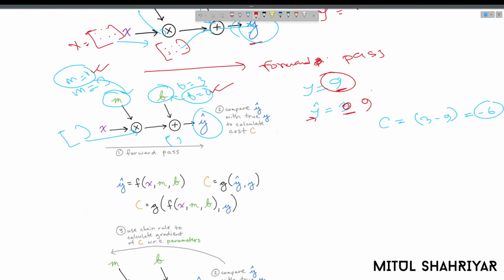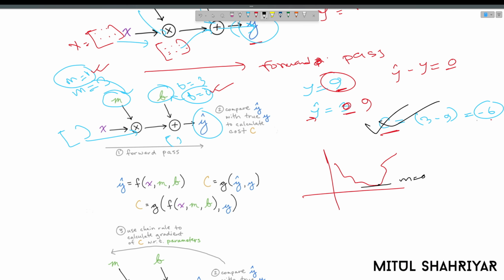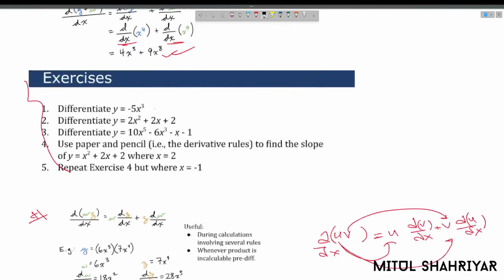If that happens, y hat minus y should be 0, right? Isn't that what we are looking for? It is minus 6, right? So the goal is to get to the point of 0. Isn't this what we learned earlier from this graph? We're looking for the point where m is equal to 0. So we can use differentiation on this cost function to get this, and that is where the application of machine learning is.